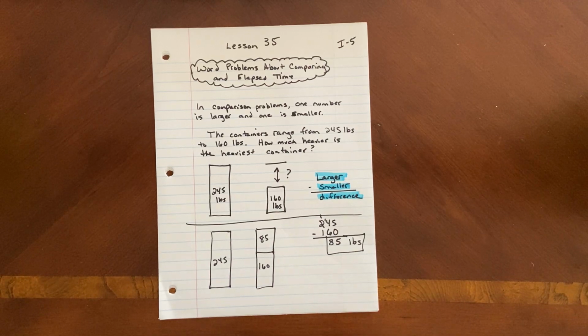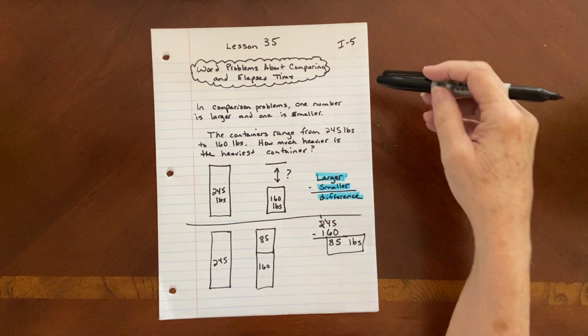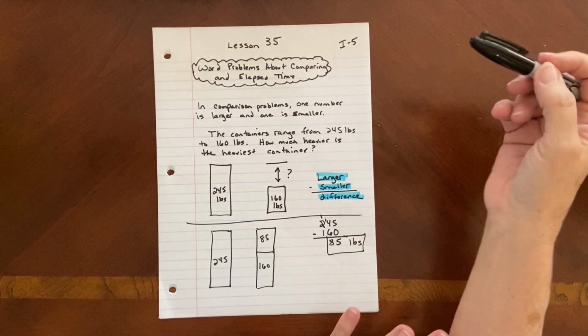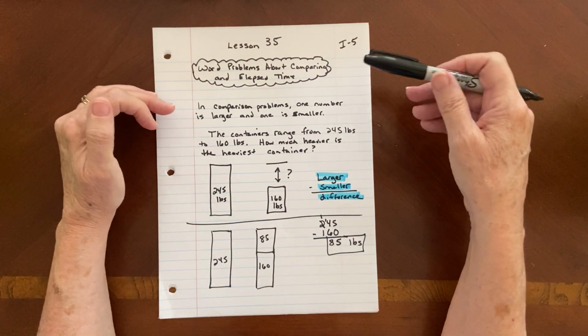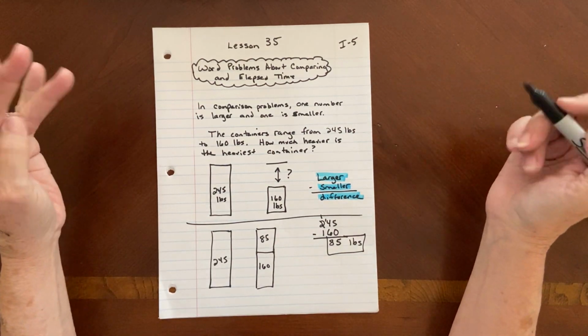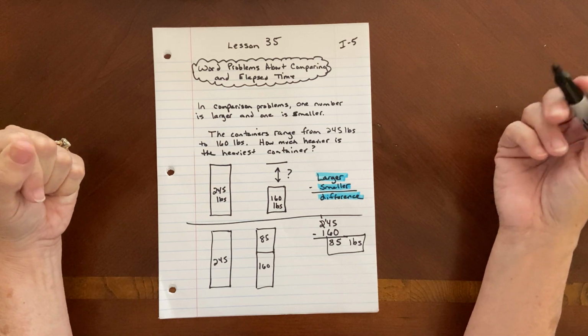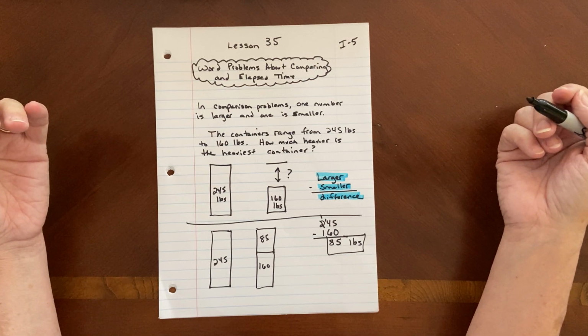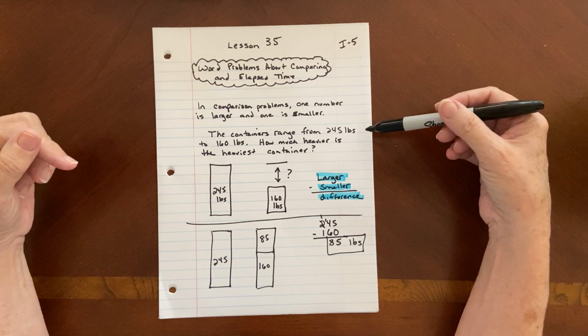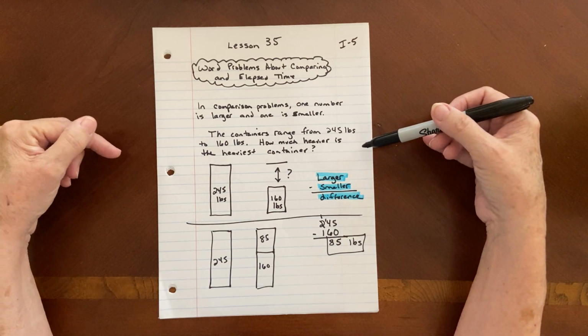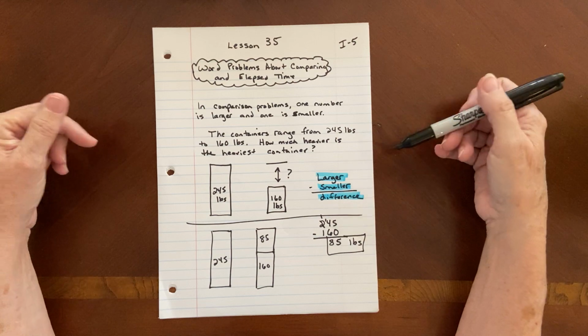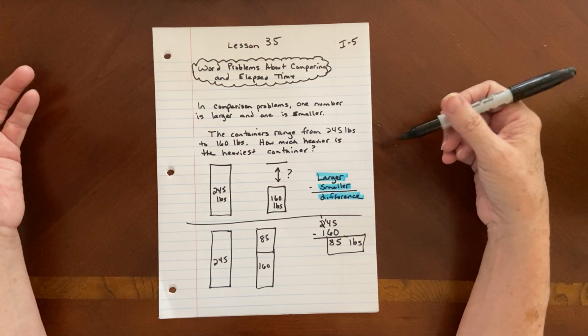Okay, lesson 35, word problems about comparing and elapsed time. So the comparing problems are not necessarily about time. We're going to start off, and they tell you that in comparison problems, one number is smaller and one number is larger. So they're using containers, and they said that the containers range from 245 pounds to 160 pounds. How much heavier is the heaviest container?